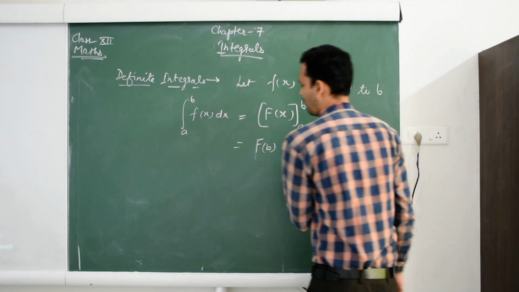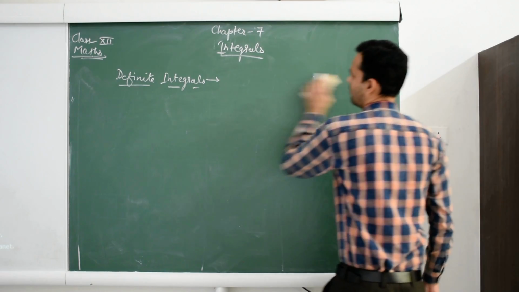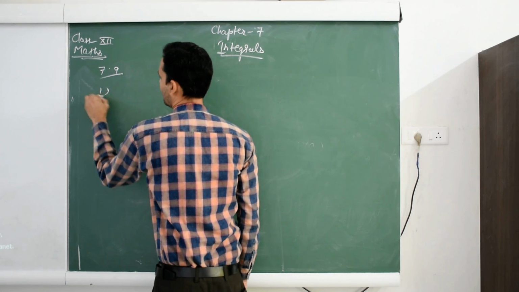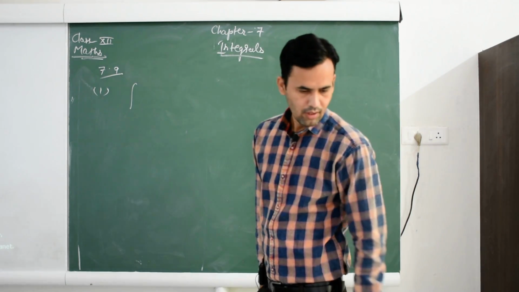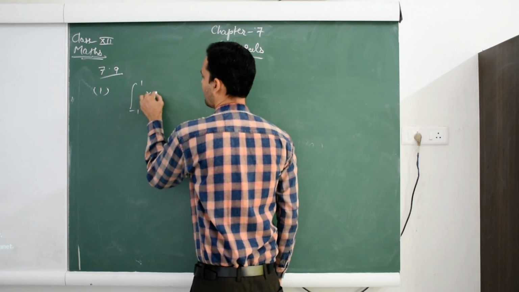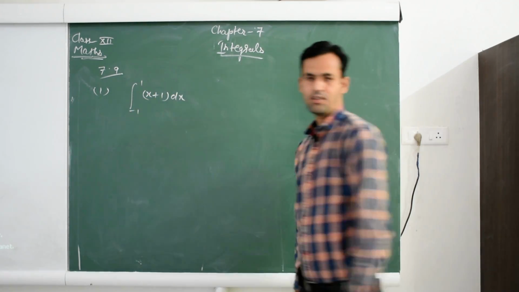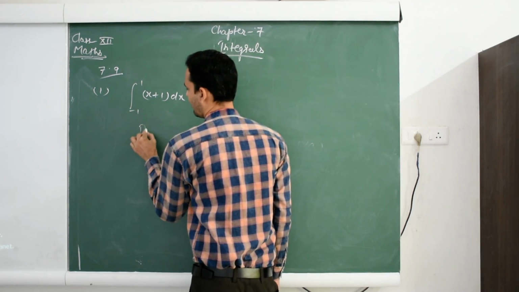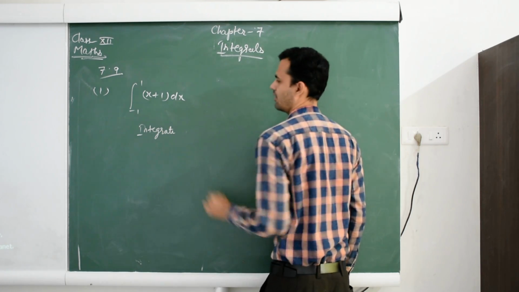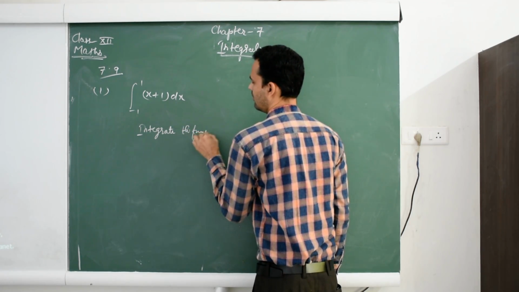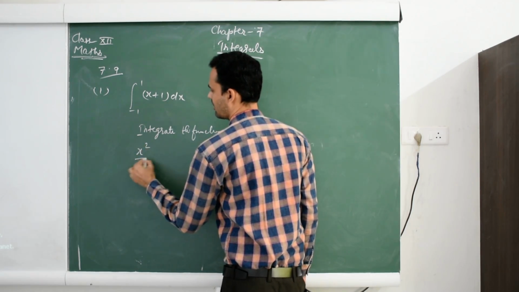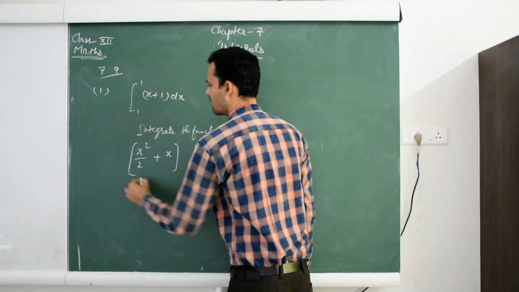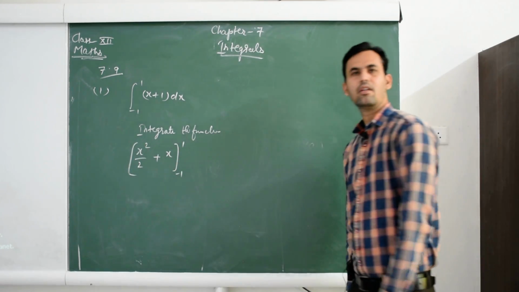Exercise 7.9, question number 1: the integral from -1 to 1 of (x plus 1) dx. This is the function and -1 to 1 is the limit of this function. First we integrate the function. Integration of x is x square by 2, plus integration of 1 is x. So, this is the integration.